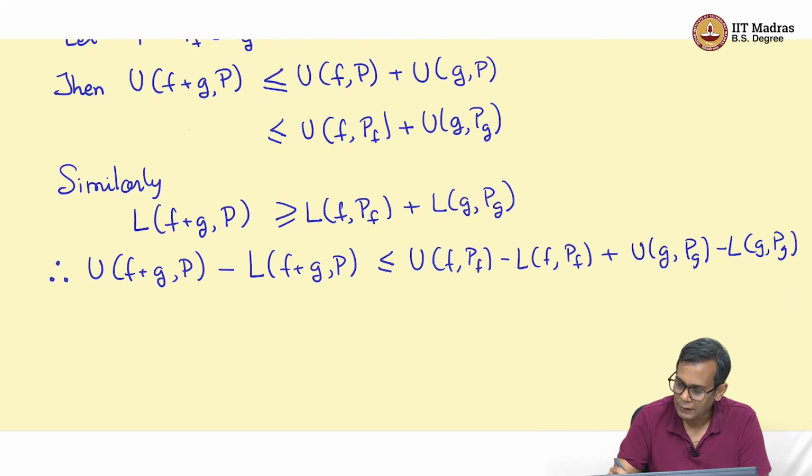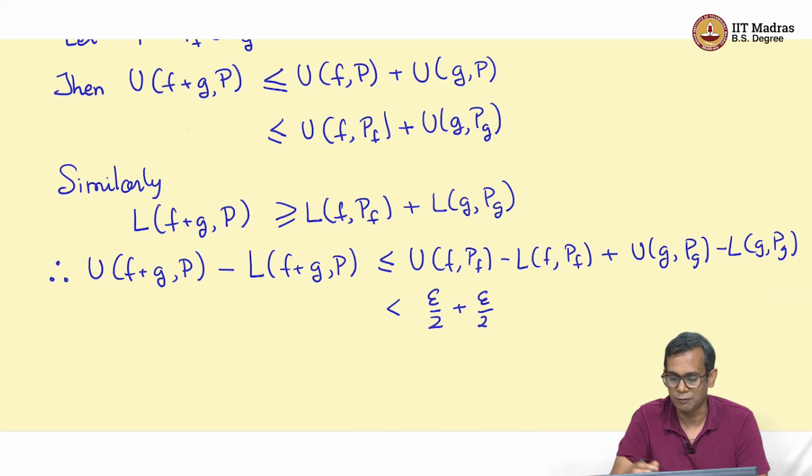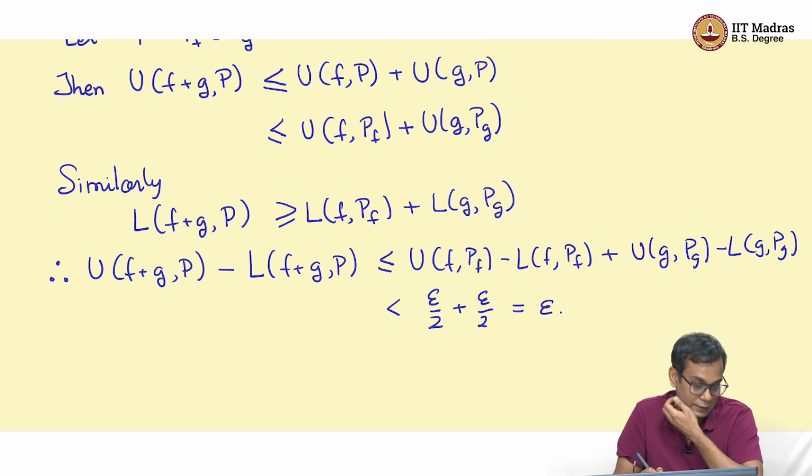But this U of f comma Pf minus L of f comma Pf is less than epsilon by 2, and U of g comma Pg minus L of g comma Pg is also less than epsilon by 2. So, U of f plus g comma P minus L of f plus g comma P is less than epsilon. And so, we see that the function f plus g is also Riemann integrable on the interval a b. But these inequalities will actually let us completely determine what the integral is as well.